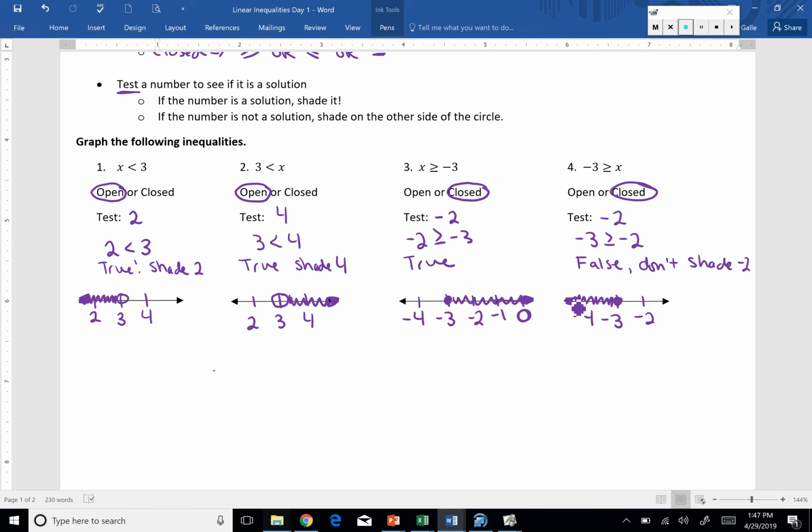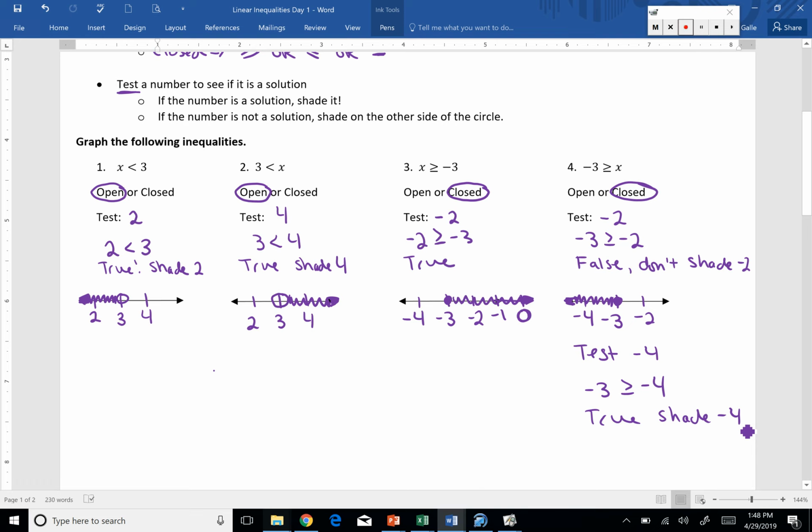If you want to, you can always double check. If the first number you pick doesn't work, try a number on the other side. That's okay. If you picked -2 the first time, you're like, wait, that doesn't make sense, then try a different number. See if -4 works. This is true, so we do want to shade where -4 is.